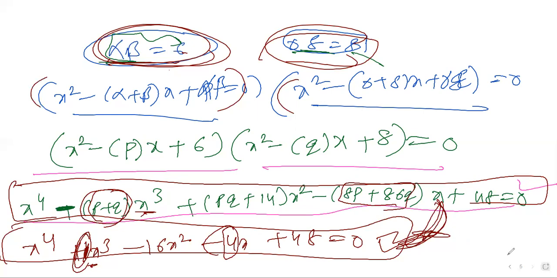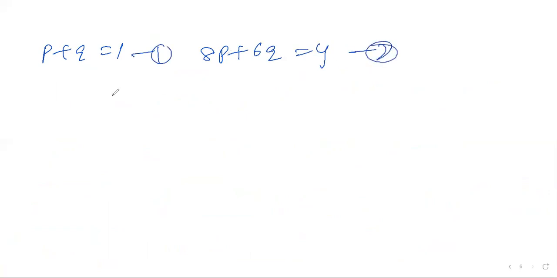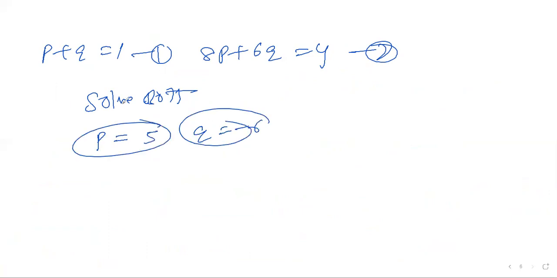So I'm writing directly here. First case, p plus q is equal to 1. Second case, 8p plus 6q is equal to 4. Equation number 1, equation number 2, solve both. After solving both, you are going to get the answer: p is equal to 5, q is equal to minus 6. This calculation you can do like 10th class mathematics.